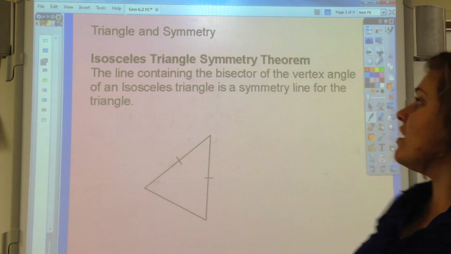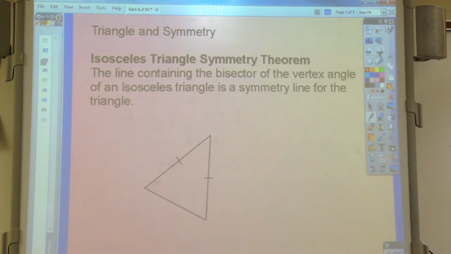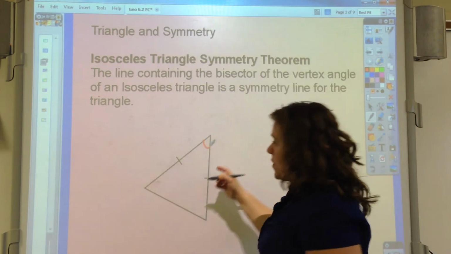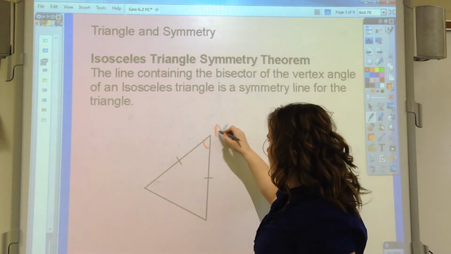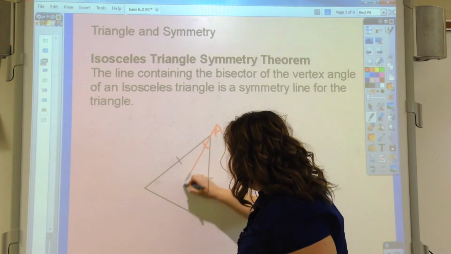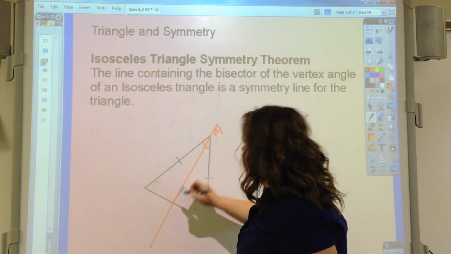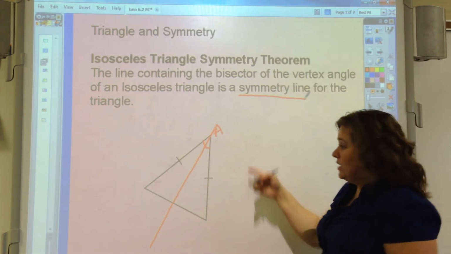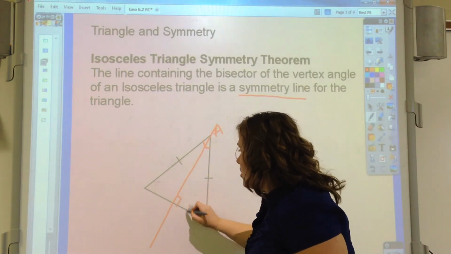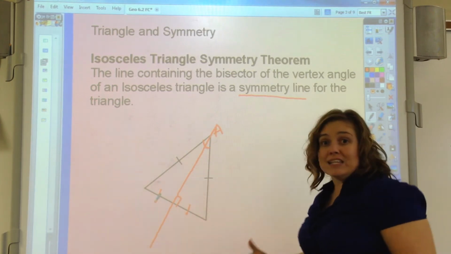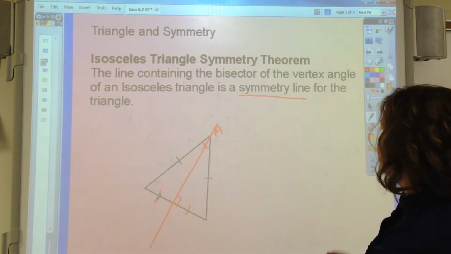All right, then we have the triangle symmetry theorem. A line containing the bisector of the vertex angle of an isosceles triangle is the symmetry line for the triangle. Now let's see what that means. If this is my angle A, or my vertex angle, and I have a line that is the bisector of the vertex angle, that means it being a symmetry line means that it's the perpendicular bisector of my base. Does everybody agree with that? We know that our line of symmetry is synonymous with being the perpendicular bisector.